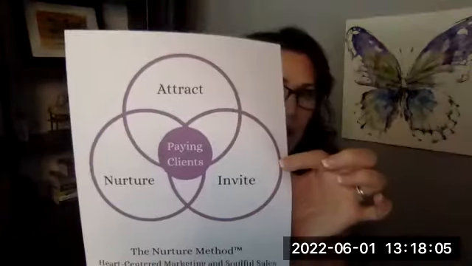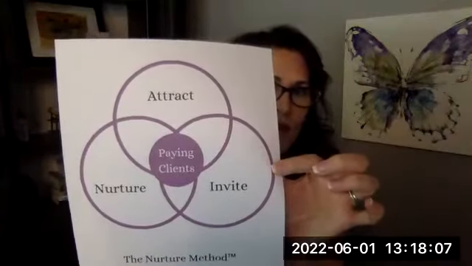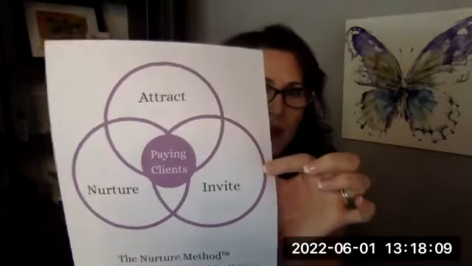I want you to take a look at this next piece here, because this is really an important component, this Venn diagram of attract, nurture, and invite. If we want to have paying clients, we really need to have those 3 components. And what I find is that most people who are not making money in their business right now are missing a component of that. They don't have all 3 pieces. And I want to share with you why all 3 are important.